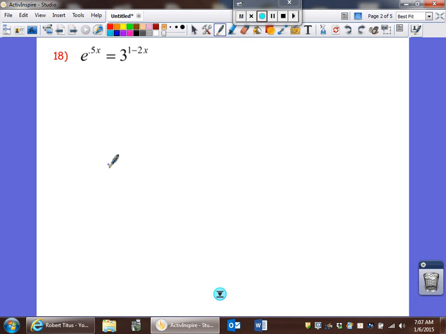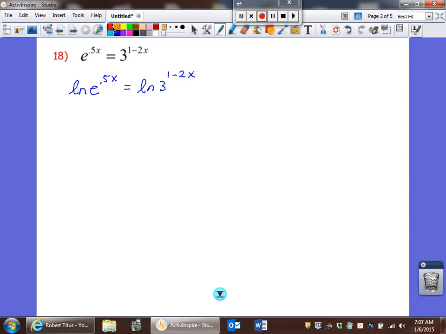The next problem we have is number 18. Number 18 has x's up in the exponent on both sides again, except this time we have an e in the problem. And what that's trying to hint at, instead of taking the log of both sides, we're going to take the natural log of both sides, because there's some properties we can use to kind of shorten this problem up. So the natural log of e to the 0.5x equals, and whatever you do to one side, you got to do the other. So the natural log of 3 to the 1 minus 2x.